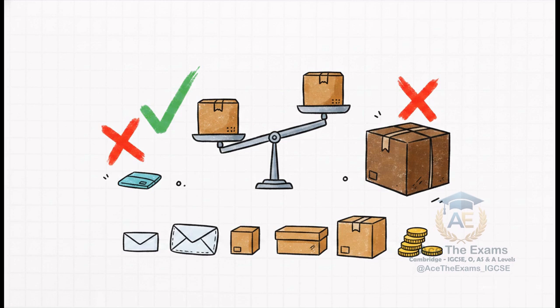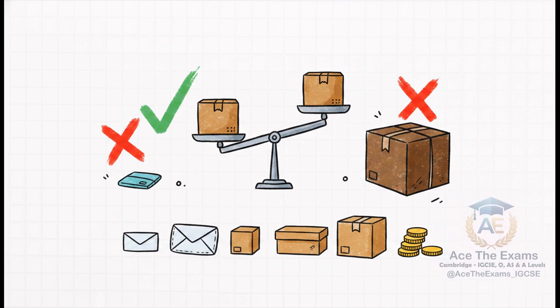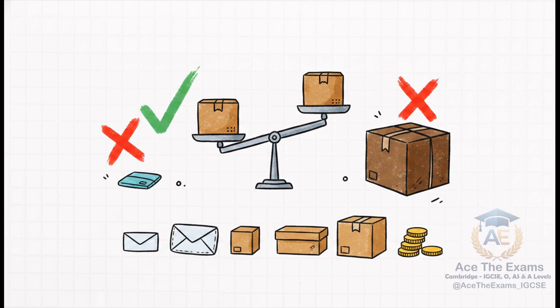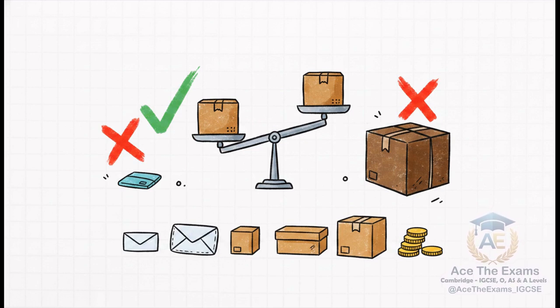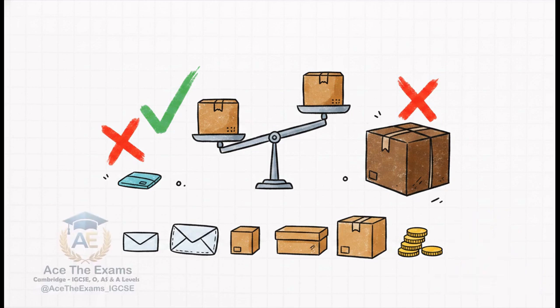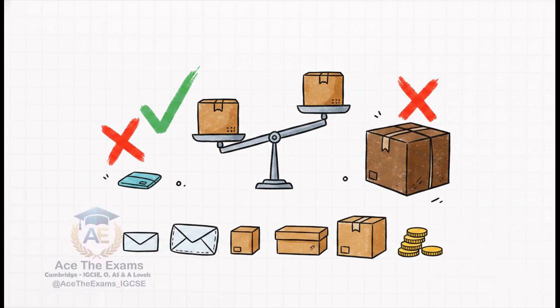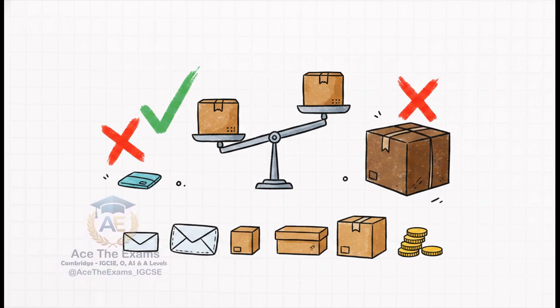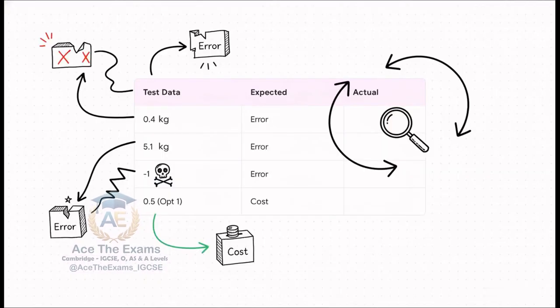Imagine we've built a program for a parcel delivery service. The rules are super strict. The program must only accept parcel weights between 0.5 and 5.0 kilograms. Any lighter or any heavier, and it should immediately reject it. It then displays a menu of 5 specific delivery options, ranging from guaranteed next day to standard 3 to 5 day delivery, and finally calculates the cost. The big question is, how do we definitively prove to an examiner or an eventual client that this logic actually works flawlessly? Well, we use what's called a trace table.